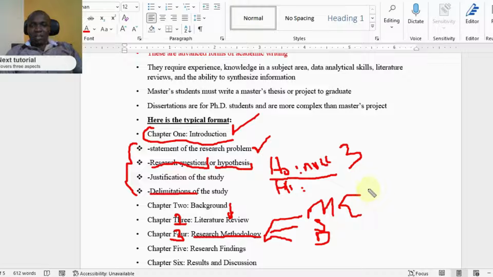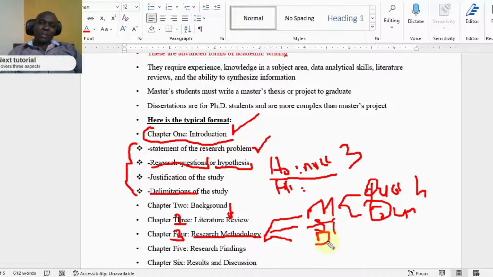qualitative or quantitative methods. We shall discuss this again. Then sample: how many people do you want to interview in your paper? Then research design, we shall look at that in detail.